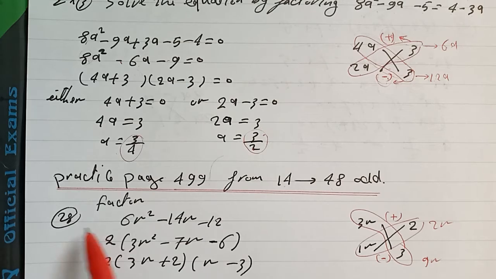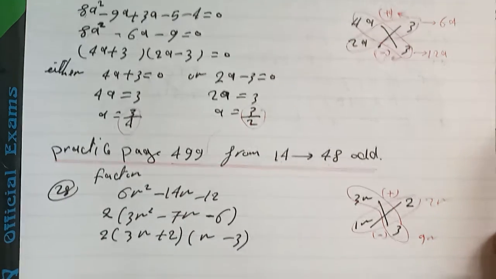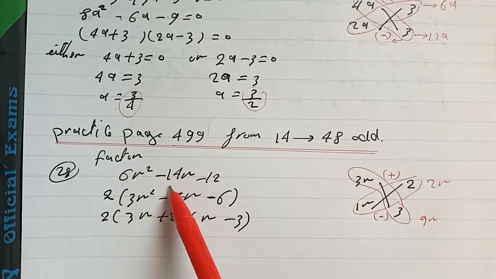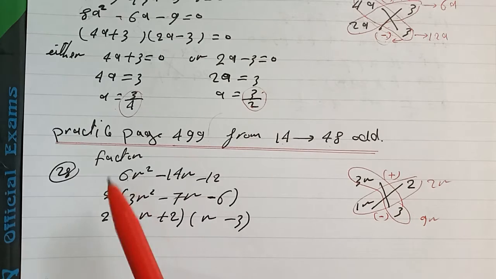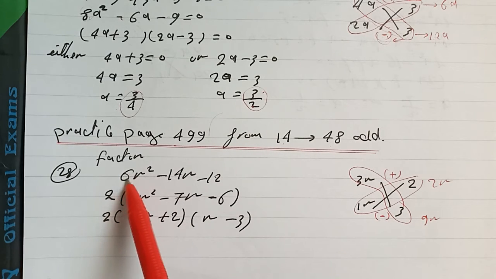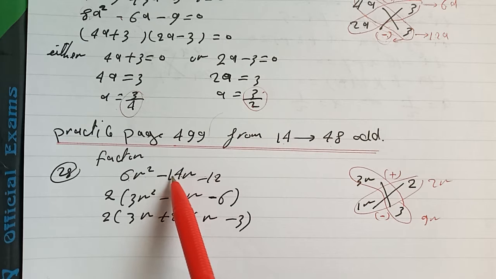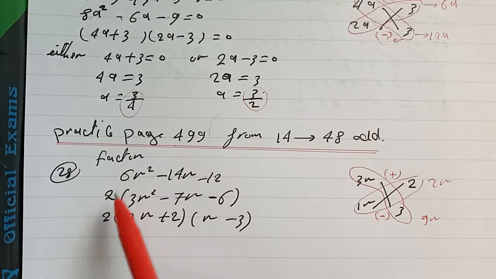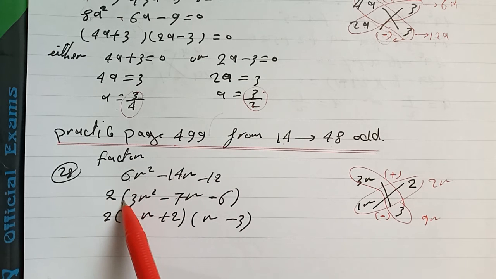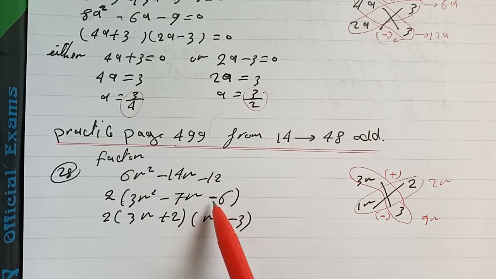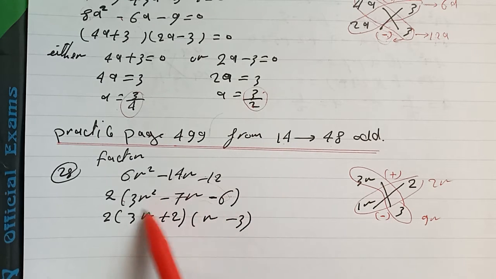You have practice page 499 from 14 to 48 odd numbers. I'll take some of them. Let me take 28, factorize 6r squared minus 14r minus 12. Look, this is 6, but there is a common factor here. What's the common factor between 14 and 12? It's 2. If you take out 2, you will have 3r squared minus 7r minus 6. And then factorize this by the scissors.